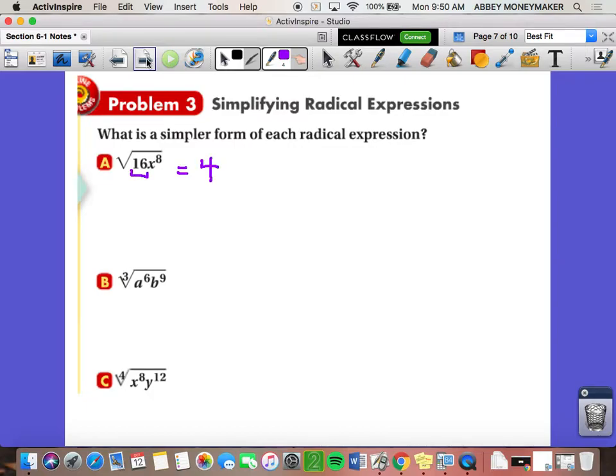That would become 4. And then again, it's probably helpful for you to put your index there because in order to simplify the square root of x to the 8, we're going to ask ourselves, how many times can 2 go into 8? Well, 2 goes into 8 4 times, so that simplifies to x to the 4th.